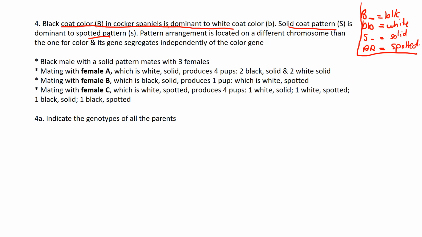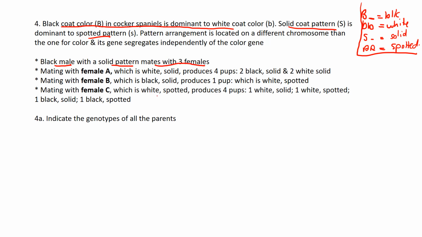And all they're saying here is the pattern arrangement is located on a different chromosome than the one for color. And they segregate independently of each other, so they don't interact when they break into gametes. Okay, so now it says a black male with solid patterns is mated with 3 females.